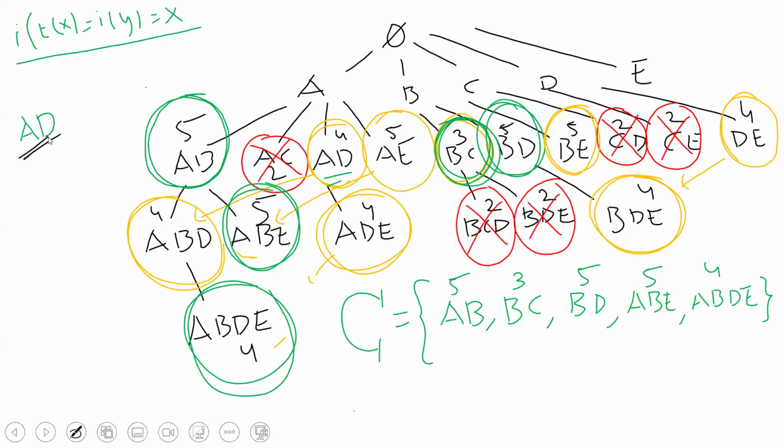Now let's find out all the closed item sets of which AD is a subset. So AD is not a subset of AB, BC, BD, ABE. It's only a subset of ABDE. Okay, now you can say this is frequent because AD is a subset of ABDE. And what is the frequency or support of this? The support of AD will be the same as the support of ABDE, which is 4. Right?